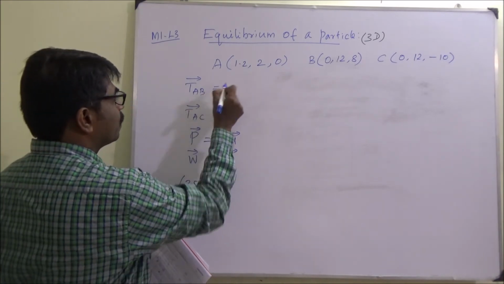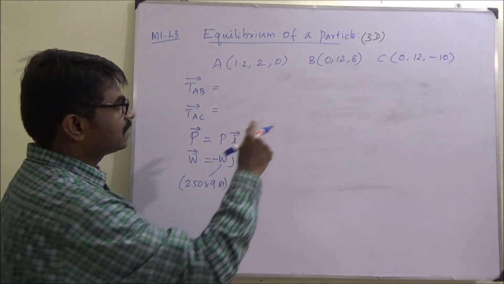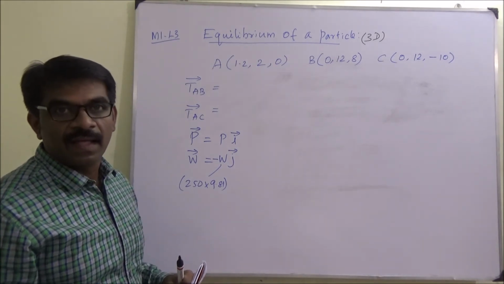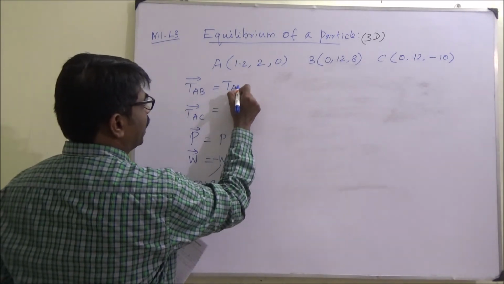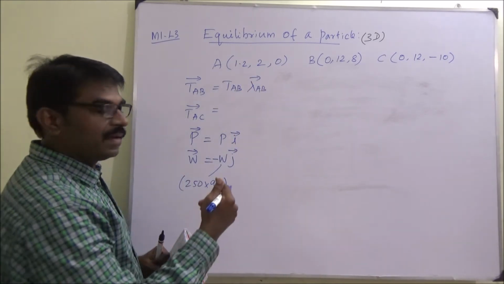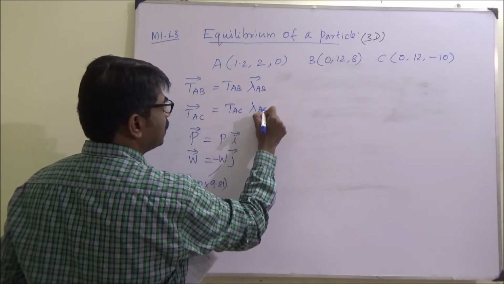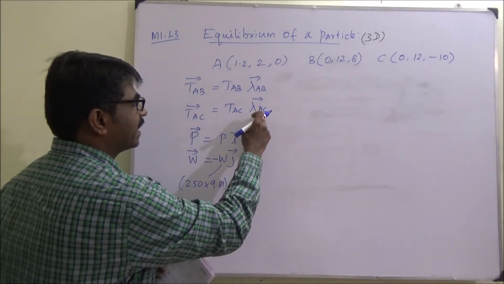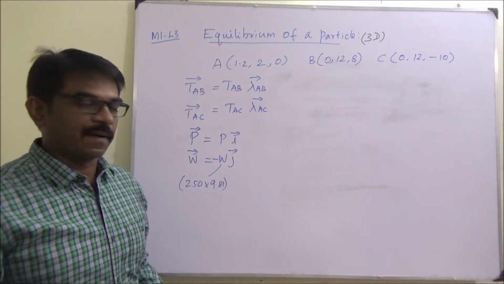And then what about these vectors? These two vectors we have to find, since the coordinate points are given, and we will be able to find the unit vector, the lambda vector. So TAB is the magnitude and lambda AB is the unit vector in that direction. TAC is the magnitude, lambda AC vector is the unit vector. The unit vector gives the direction, and the magnitude gives the corresponding vector.